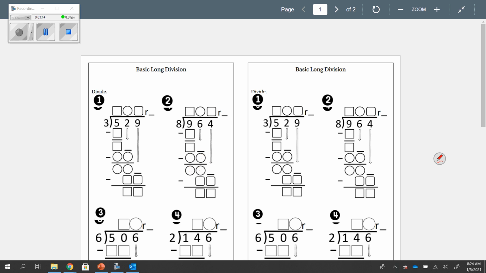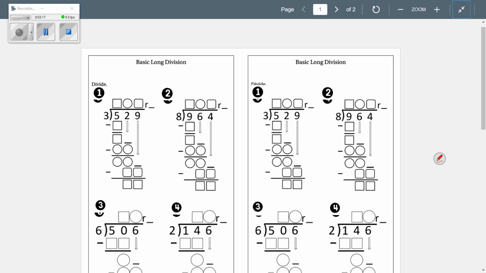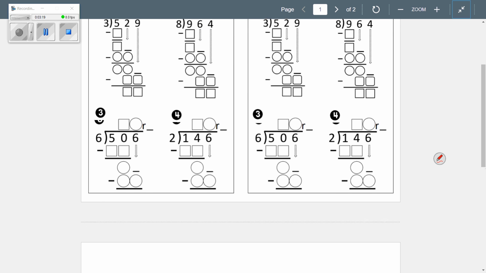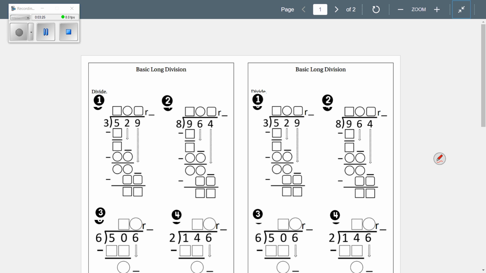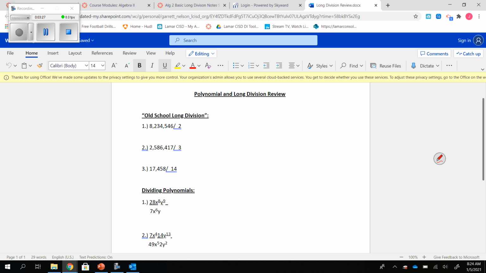I'll do a couple more and then I'll show you bigger ones. It's the same steps. Actually, we see the paper didn't even load, so I will move on to this part. Okay, we're good on this. So we're moving on. I'll keep red. We see old school long division. That's a big number, but it's basically 8,234,546 divided by 2.